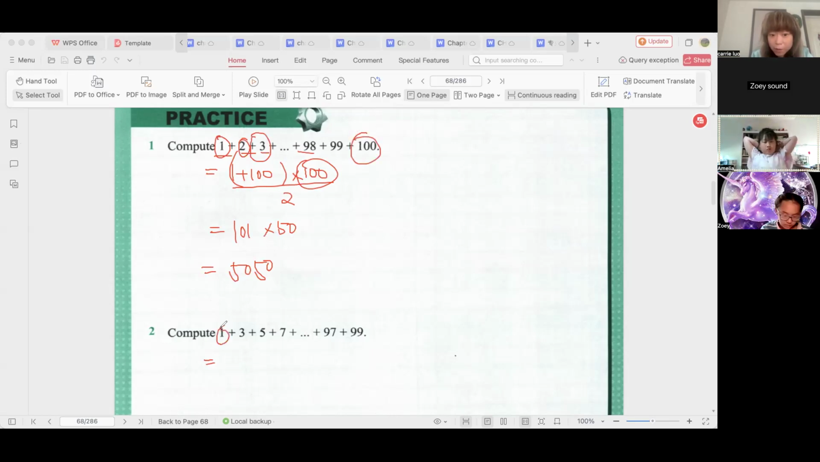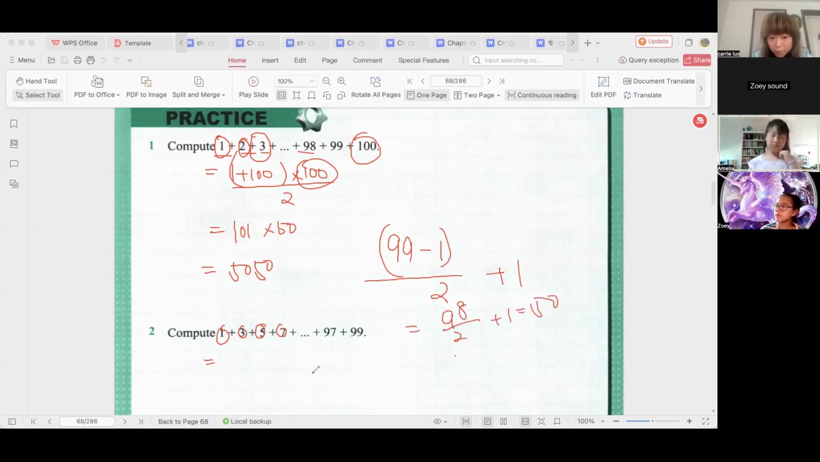But for this one, the first one is 1, the second one is 3, the third one is 5, and the fourth one is 7. So we need to find out how many terms first. Correct? So how do we calculate how many terms? The last one minus first one divided by the common difference, plus 1. Remember? So that is 98 divided by 2 plus 1, which equals 50 terms.